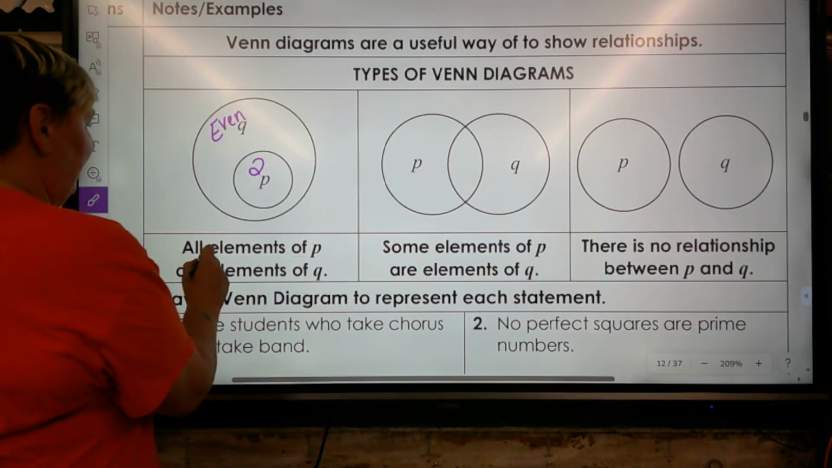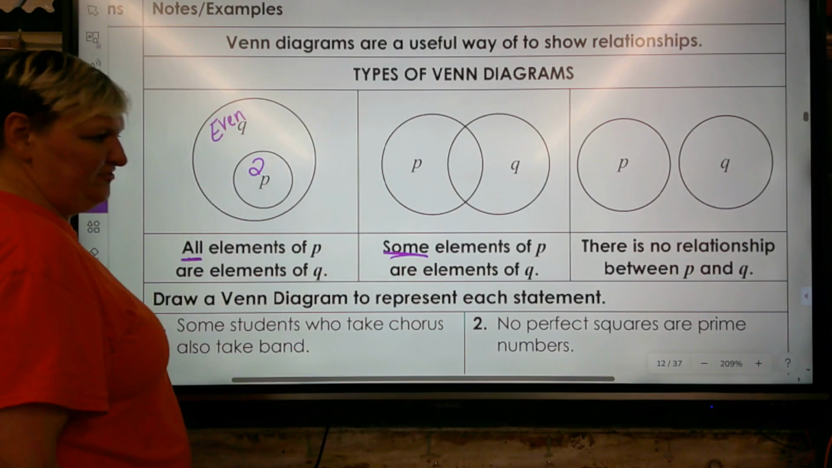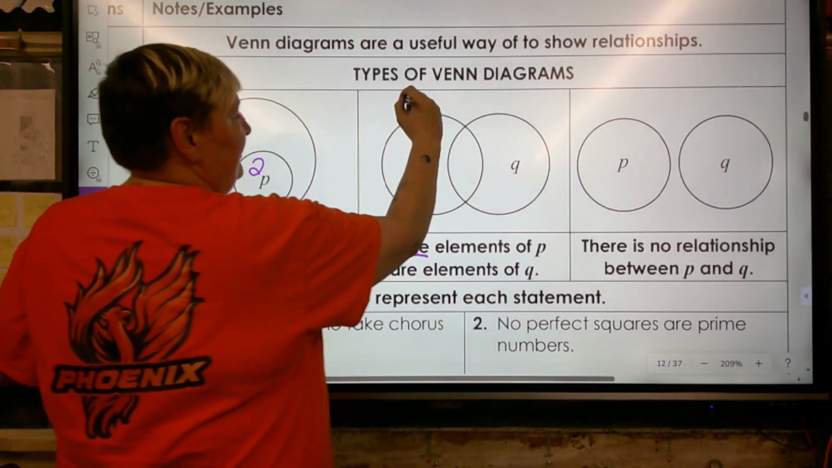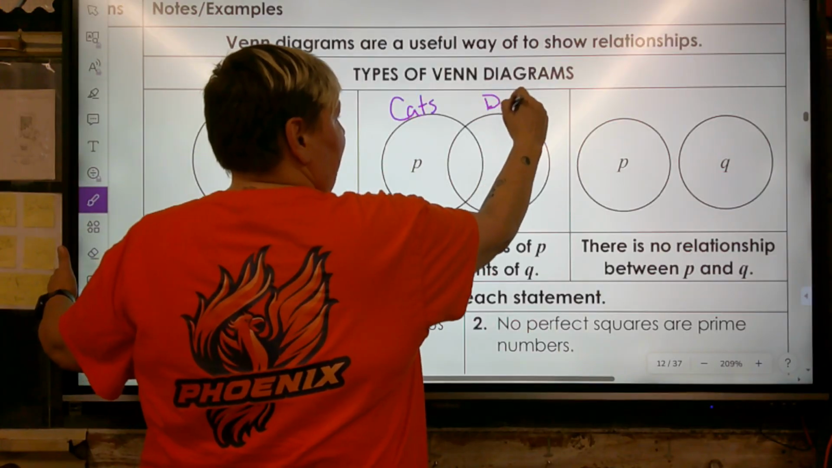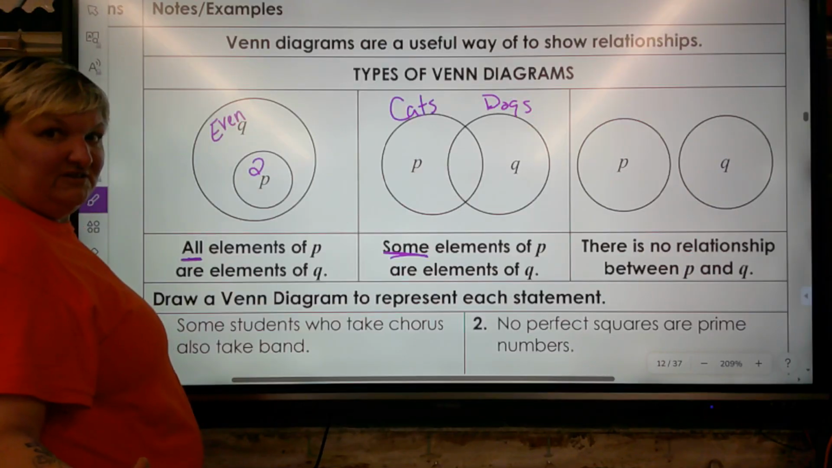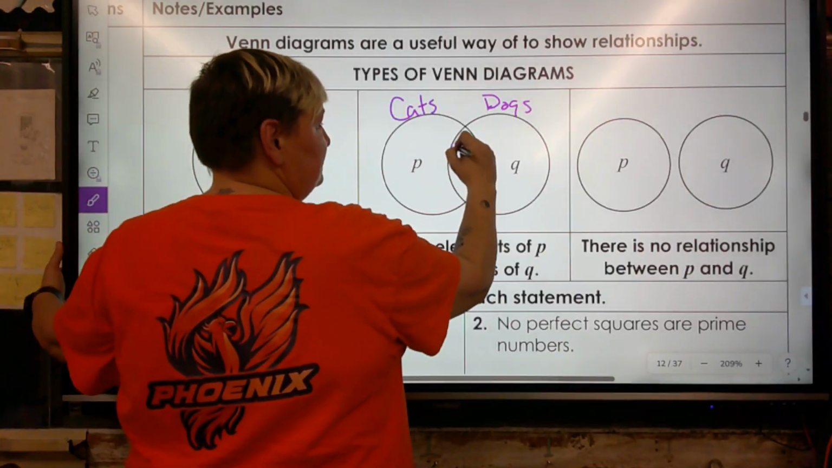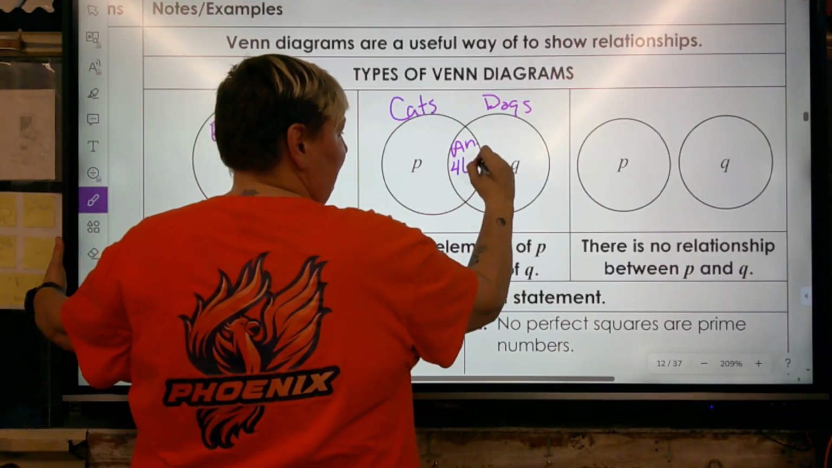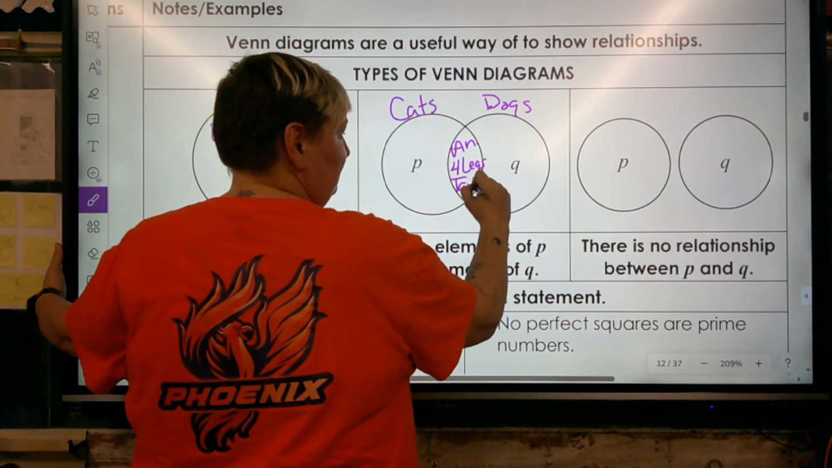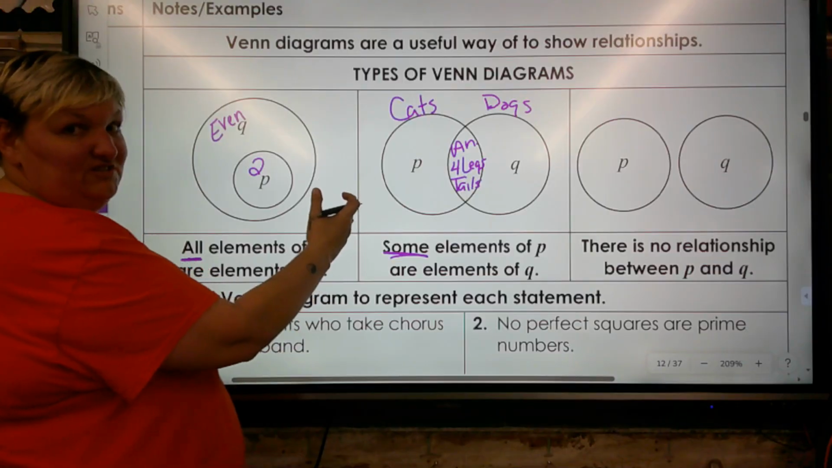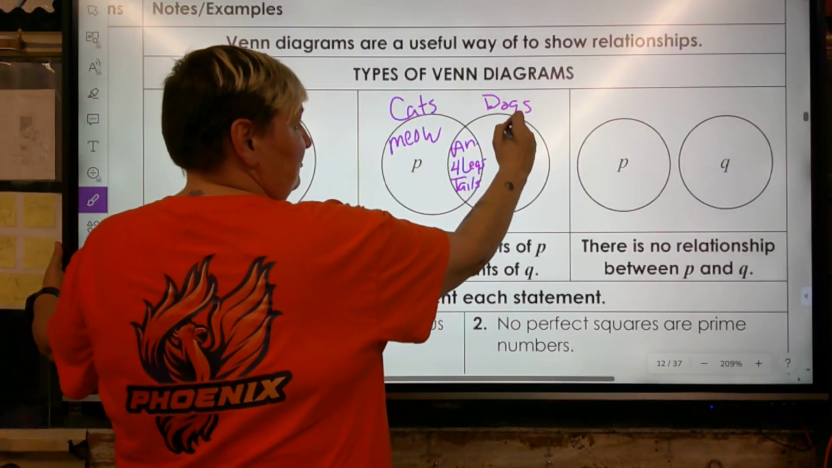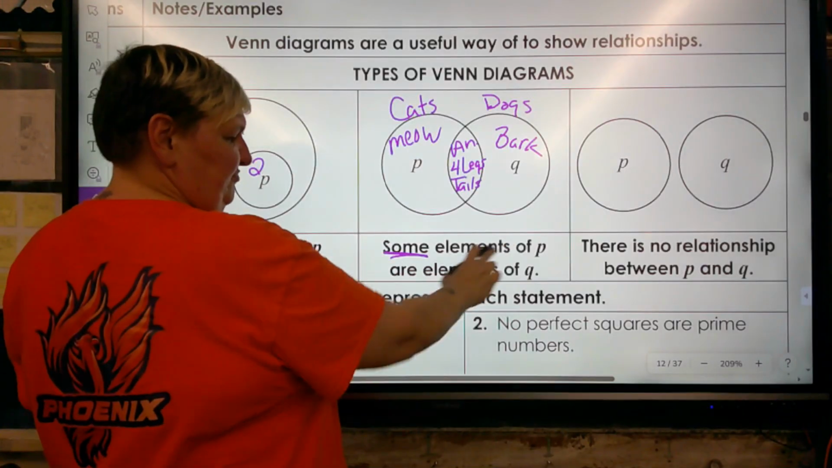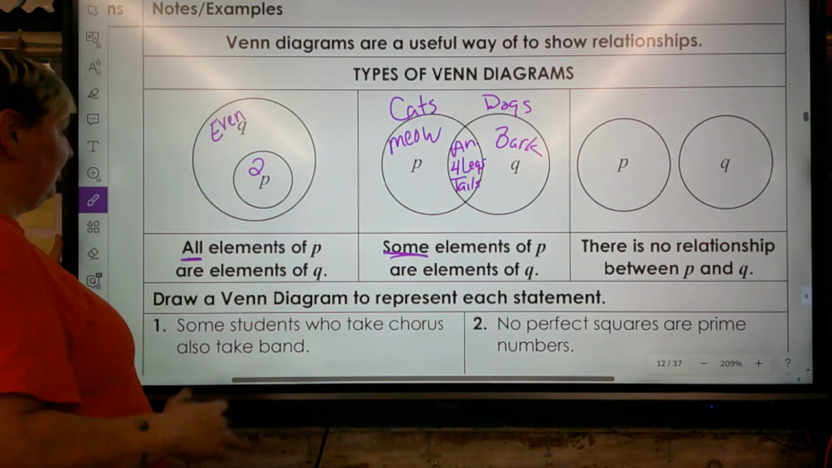Right? Some elements, the key term here is some elements of P are elements of Q, and these are your most common Venn diagrams, right? These are your cats and dogs, right? They have differences, right? They're both animals. They have some things in common. Both have 4 legs. Both have tails, right? But they do have differences. Things that are just for cats, they meow. Dogs bark, right? But they do have some similarities, right? Some elements of P are elements of Q.